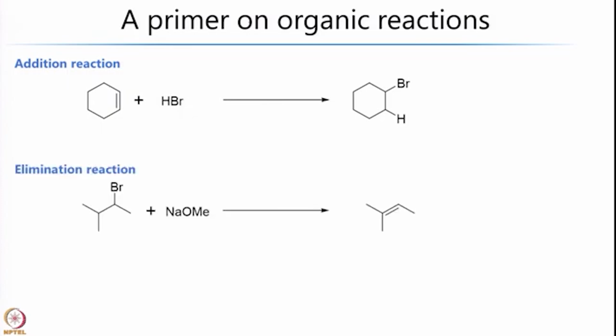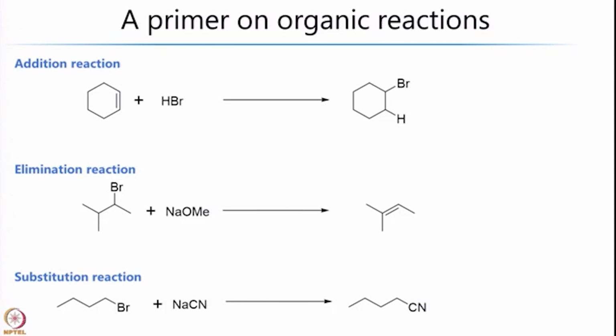And the second class of reaction is what is called an elimination reaction. Here you have this alkyl halide which has a bromine substituent. If this is reacted with sodium methoxide in appropriate solvents and temperatures, what you end up with is loss of the bromine leading to the formation of the double bond. So, such reactions where halide or other kinds of small leaving groups are lost are called elimination reactions, and we shall look at some of them in some detail.